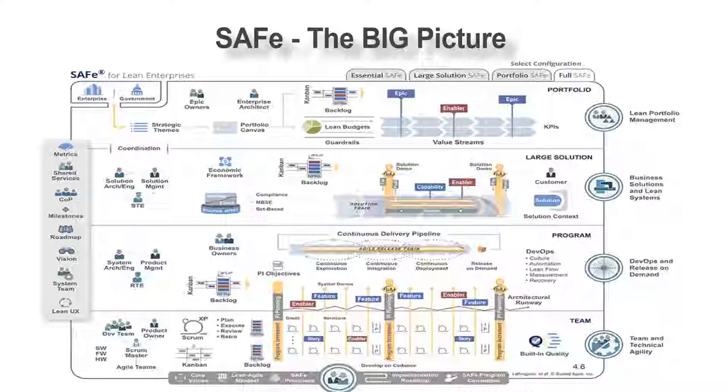So this is the big picture, or that's what it is called in the SAFe world. This is the complete model that is out there in the industry. This is something called the full SAFe. It consists of four layers: the team layer, the program layer, the large solution layer, and the portfolio layer.